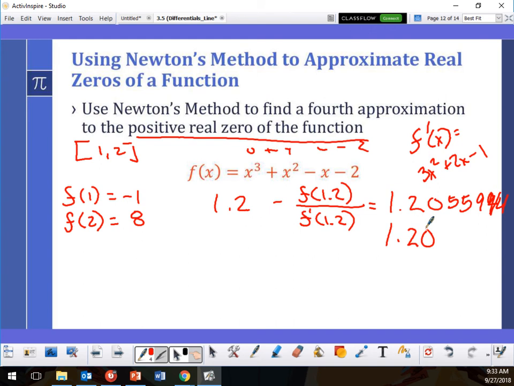Did you get the next one? 1.206. Is it 6 on this next one? It's the same thing. Which? We're changing this one. So the first one, yeah, it's 1.20559440. Okay, now plug that one into the next one. Gotta use all that. It's the number that we're using.